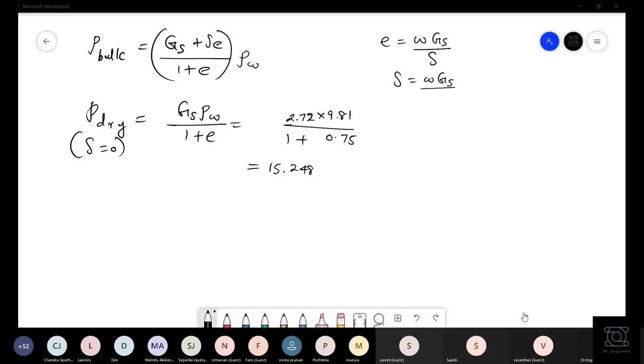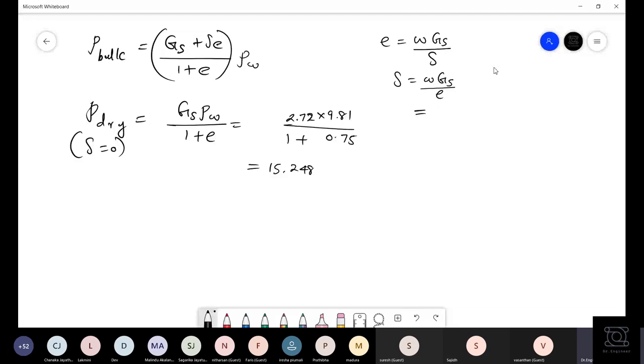So to find the degree of saturation, we know S e equals w Gs. Here w is given as a percentage. Remember, some students made this error: w is given as 15%, but while substituting in the equation, you have to substitute in decimal format. So 0.15 into 2.72 over e, which is given as 0.75. The answer is 0.5444 in fraction, so you have to convert it to a percentage, 54 point.